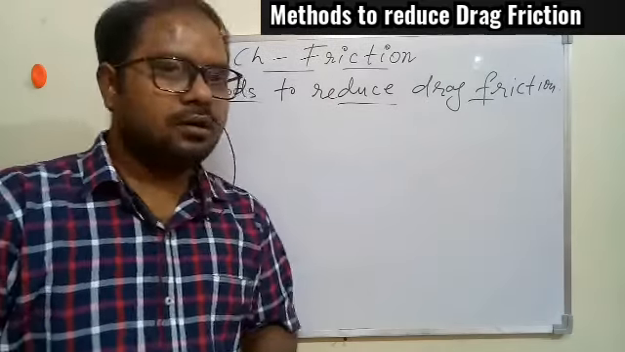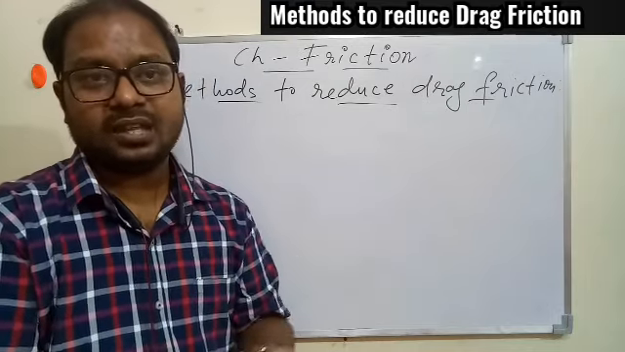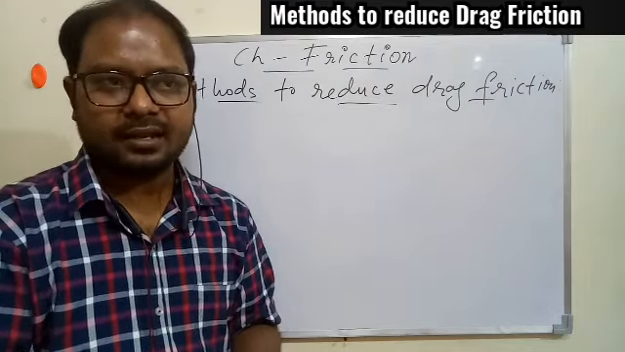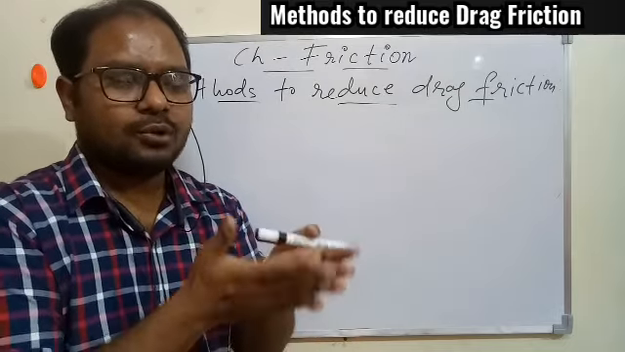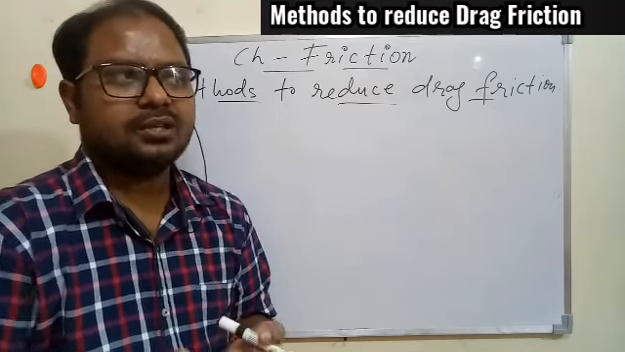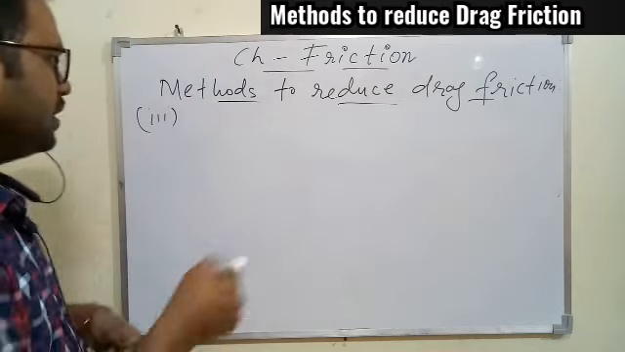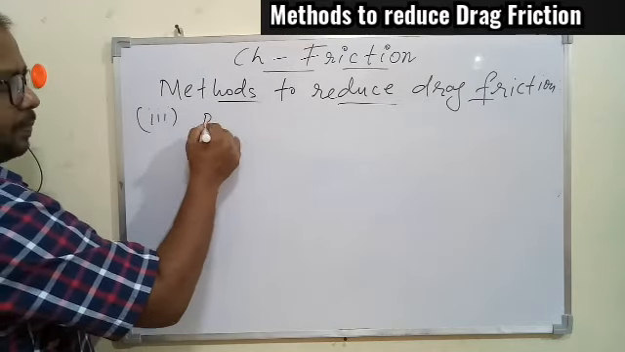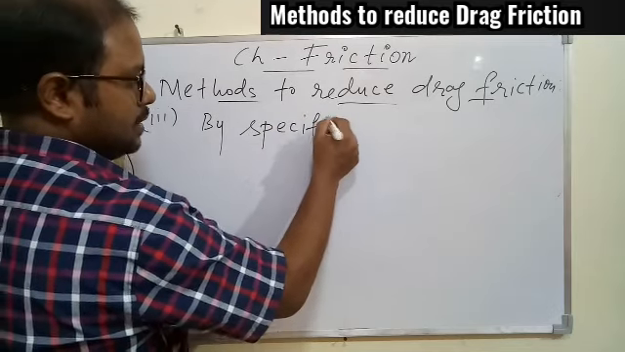So we know even if we have more area of surface in contact with the fluid, then the friction drag will be high. So somehow we can change the shape of the object so that the area of contact with the fluid will be less. So if the area of contact with the fluid is less, what will happen? The drag friction will be less. So we can say by a specific shape.